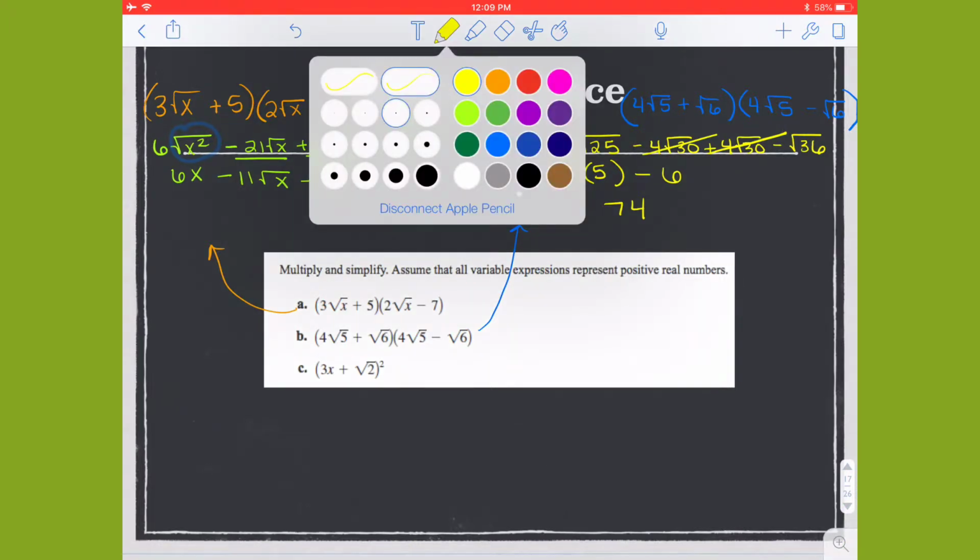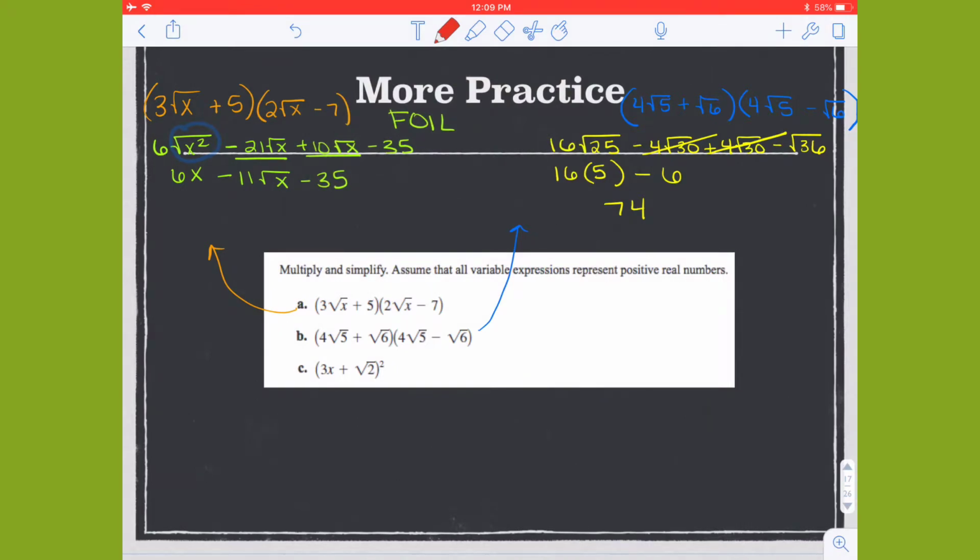Now looking at my final problem, I have 3x plus the square root of 2, all squared. So I'm going to go ahead and write that out twice because that's saying this binomial has to occur 2 times. And again, if I go through my FOIL process, I get 9x squared plus 3x square root of 2 plus 3x square root of 2 plus the square root of 4. And if I go to simplify, I have 9x squared plus 6x square root of 2 plus 2.